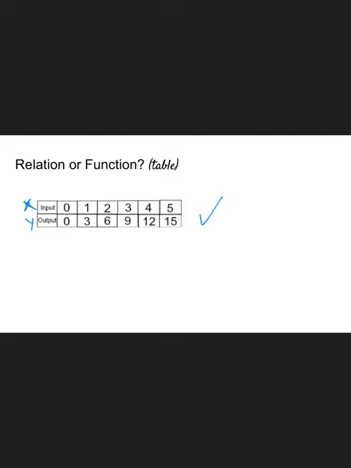If you see a table, if any of these guys here, the top row, were the same, that would be no, not a function. We don't care about the bottom. We only care about the top here, the X. The X cannot repeat. You see the theme here?